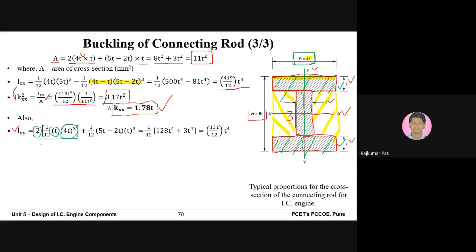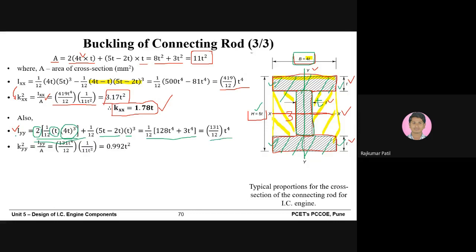So in this way you can calculate, plus you need to think about the middle portion as well, about y axis. So it is 1 by 12 into 5t minus 2t. So total is 5t, you need to minus the upper wave thickness t and lower wave thickness t. So 5t minus 2t into t cube. So thickness of the middle portion is also t, so it's cube, t cube. So upon simplifying, you will get 131 upon 12 into t raised to 4.